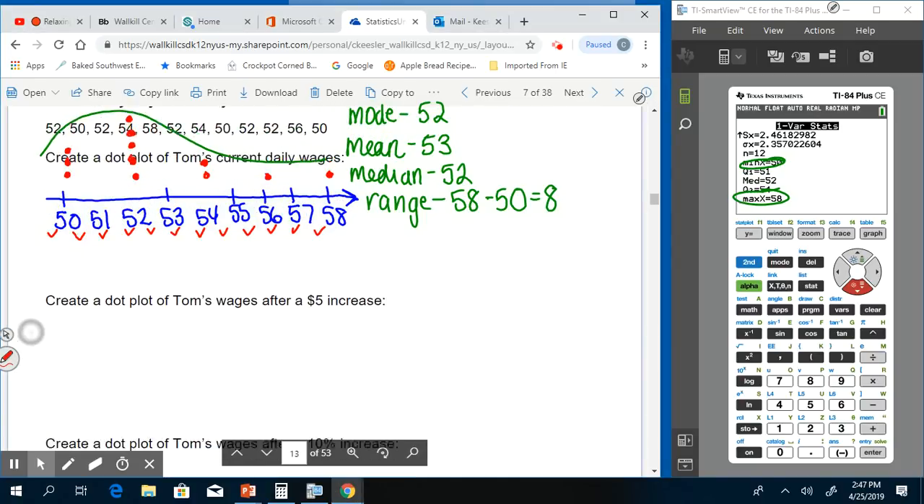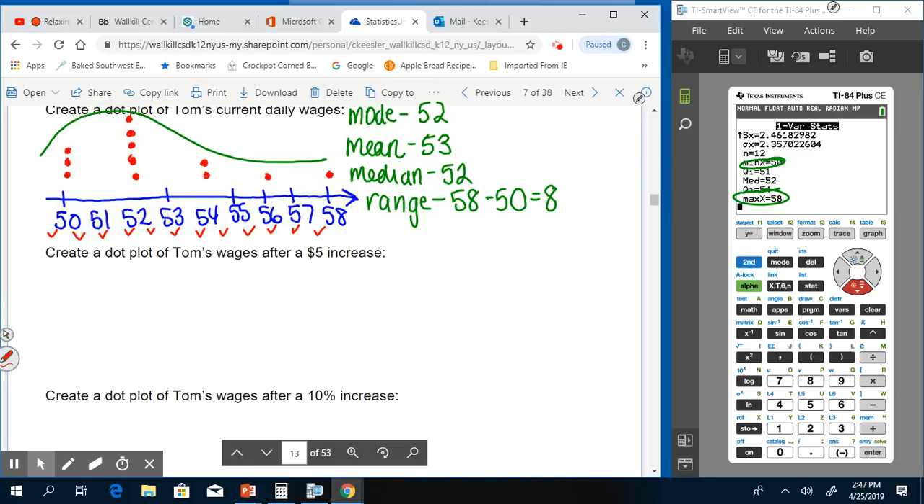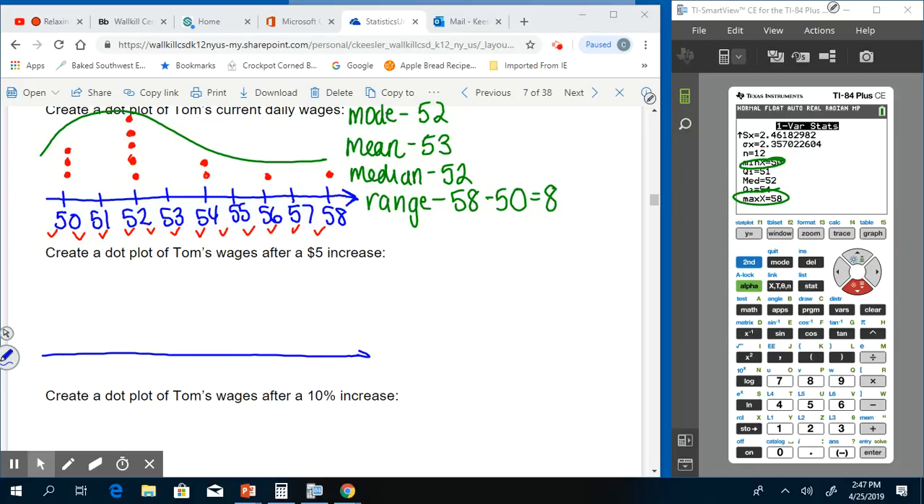So now we want to look at what's going to happen after a $5 increase. So we're going to use our dot plot from the top to change it so that now everything is a $5 increase in values. All right, so now if everything's increasing by 5, our lowest number is going to be 55, and our highest number, 58 plus 5, is going to be 63. So we need all the values in between. So we have 55, 56, 57, 58, and so on.